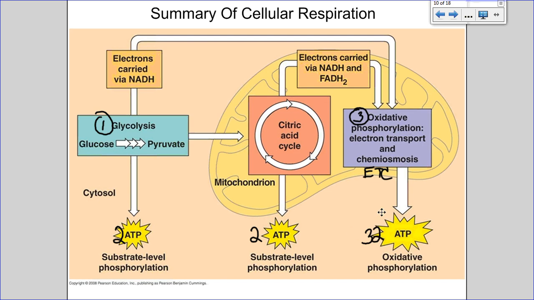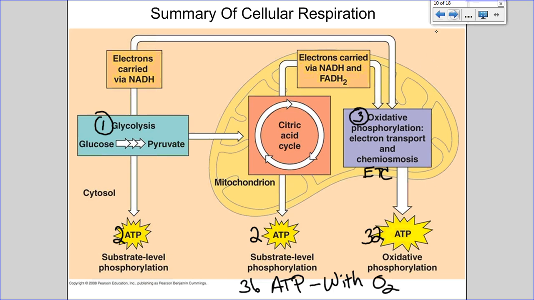So there's 32 ATP created during the electron transport chain, 2 created during the Krebs cycle or the citric acid cycle, and 2 created during glycolysis, for a total of 36 ATP. And remember, this is with the presence of oxygen.